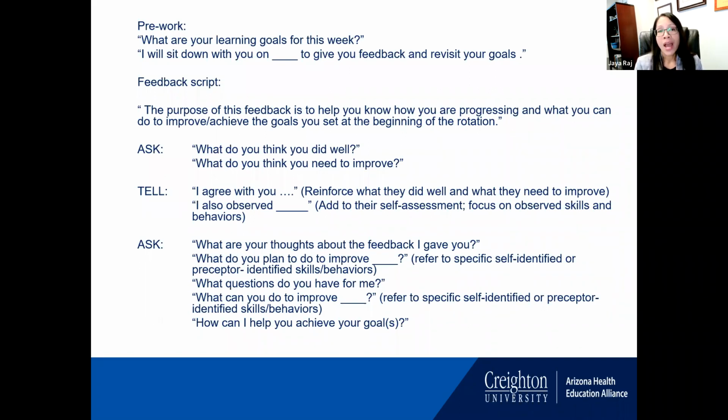And then you can also add to their self-assessment. If there's something that they themselves did not identify as an area of strength or an area for improvement, then you can tell them, I also observed. And then again, you can tell them something that you observed that maybe they need to work on, again focusing on specific skills and behaviors.